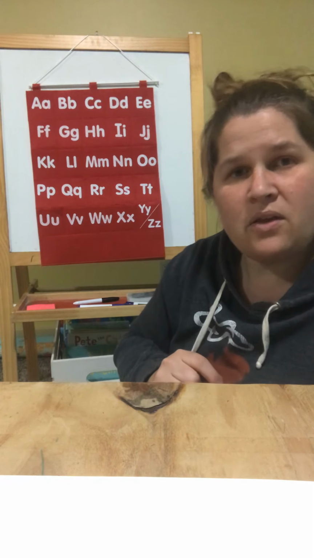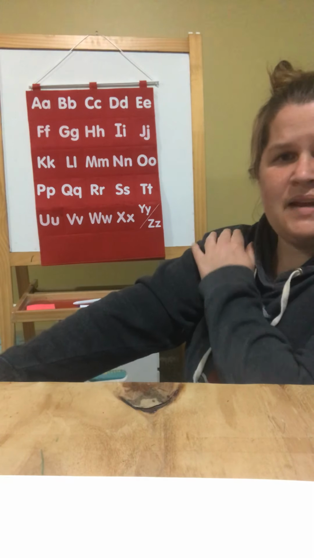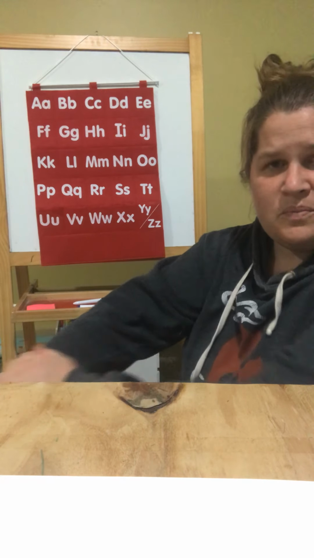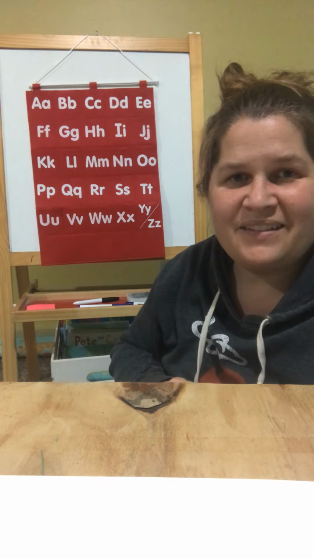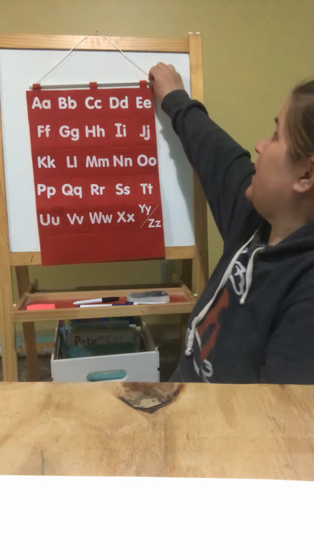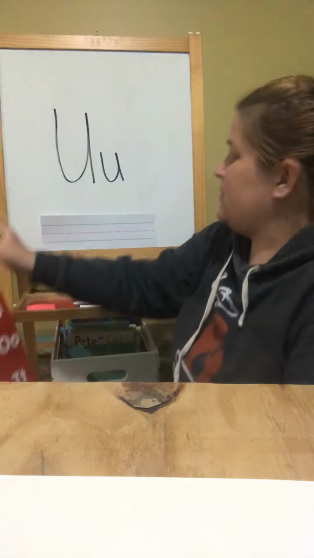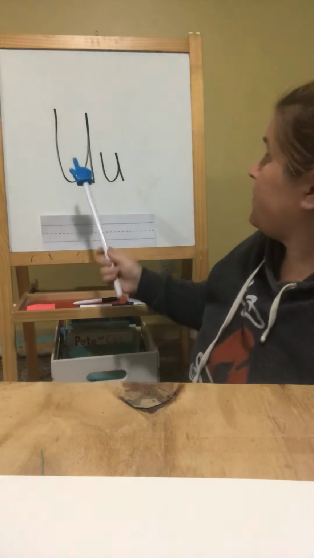U also, because U is a vowel, it has a long sound also, and it says its name, U. So let's do the short sound 3 times. Ready? Now let's do the long sound 3 times. Ready? U, U, U. All right, so I have written the U under here.